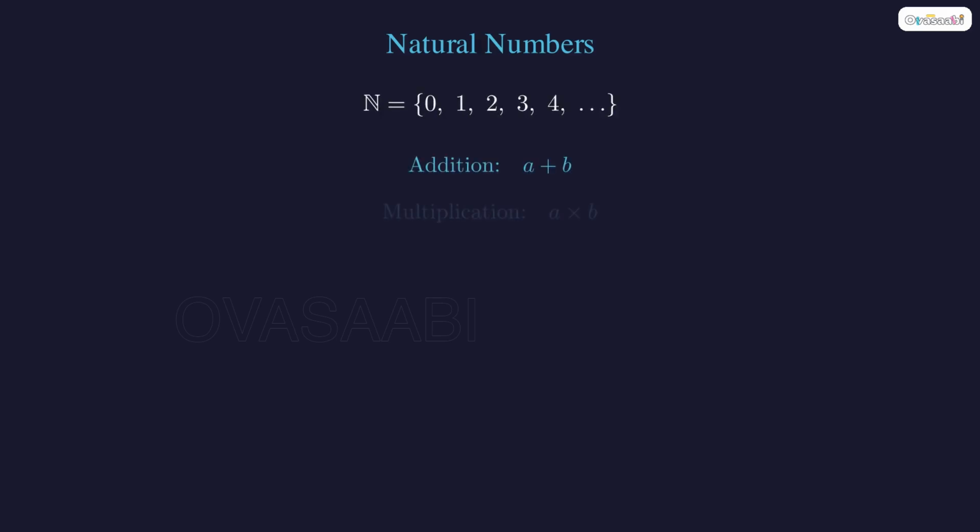Natural numbers, written as N, are the counting numbers 0, 1, 2, and so on. We can add them or multiply them. These are our 2 main operations.